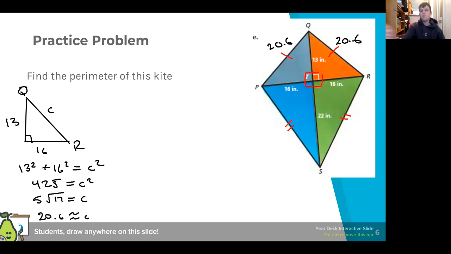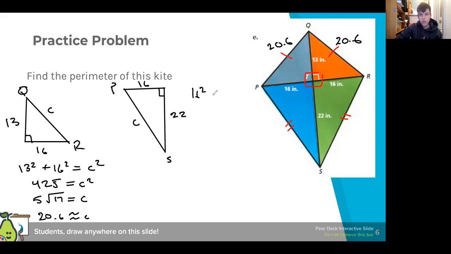Great. Now we just need to do the same thing with one of these triangles at the bottom of our figure, either the green one or the blue one. So I'll do the blue one here. And so we want to find the length of PS. And we know this is 22 and 16. So again, we're missing the hypotenuse. Pretty easy. 16 squared plus 22 squared equals c squared.